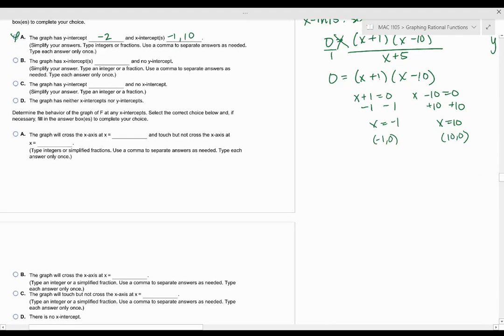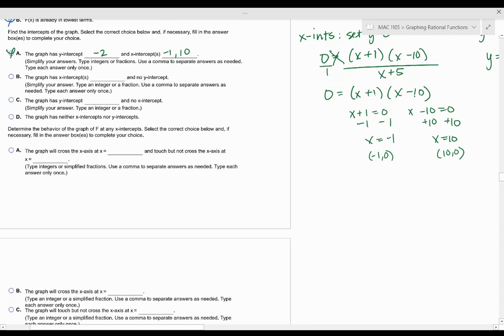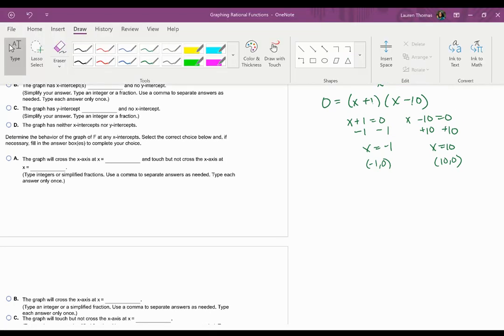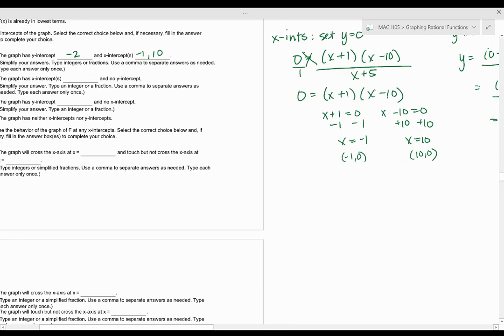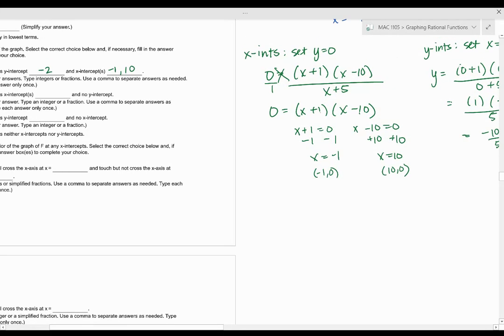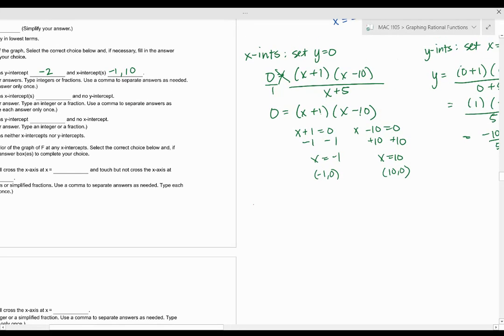They want us to determine the behavior of the graph at each x-intercept. Okay, so let me change my color. All right, so remember the behavior at the zeros or x-intercepts is determined by the multiplicity. If the multiplicity is even, that means our graph is going to touch. If the multiplicity is odd, it means our graph is going to cross.